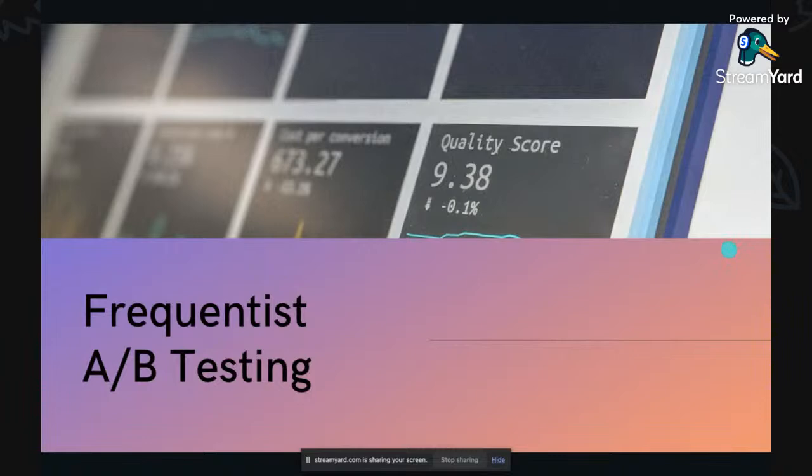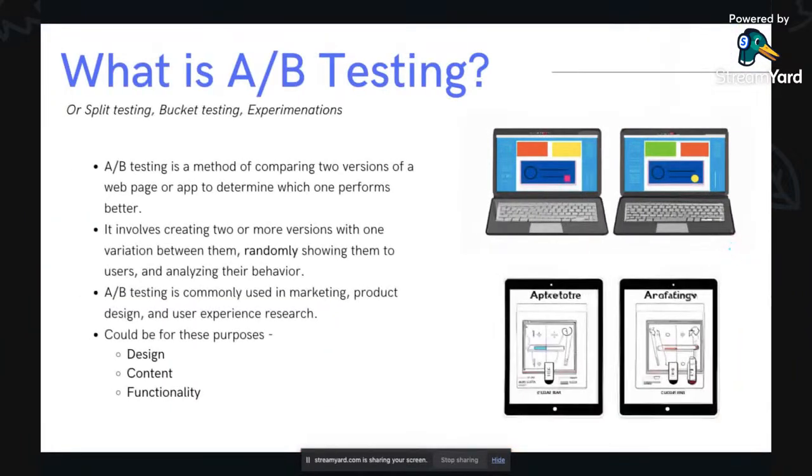So, going ahead into frequentist A/B testing. What is A/B testing basically? It's a way for companies or organizations or websites or large bodies to compare two functionalities and, in a sense, try to gather which one is better.